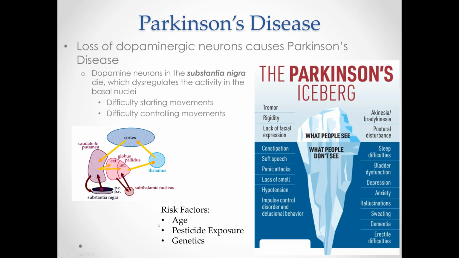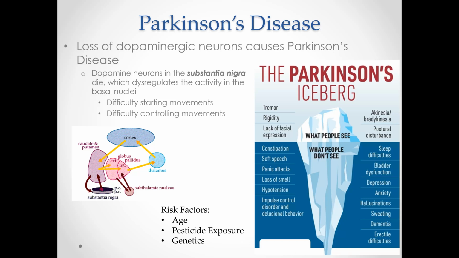The risk factors to get Parkinson's is age. So the older you get, the more of a chance you have. And that's because with age, things break down, including your dopamine neurons. And then we've also learned that ingestion of pesticides can cause specifically the dopamine neurons to die.